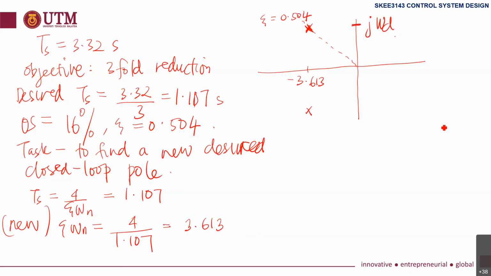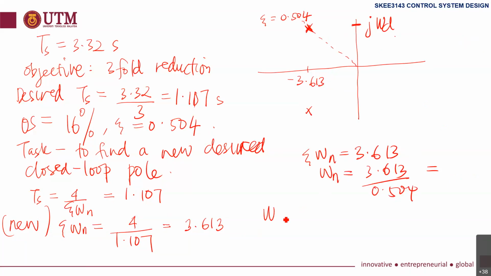Many ways to find. We can find omega n as just now. We have zeta omega n 3.613. We can find omega n: 3.613 divided by 0.504. Okay, I don't have the value. You can calculate. Then omega d is omega n times the square root of 1 minus zeta squared. This is the formula for omega d. If you calculate, it will be 6.193. So this is equal to j 6.193.